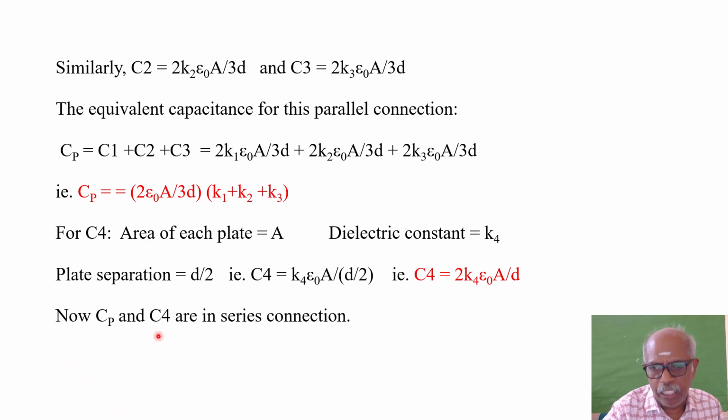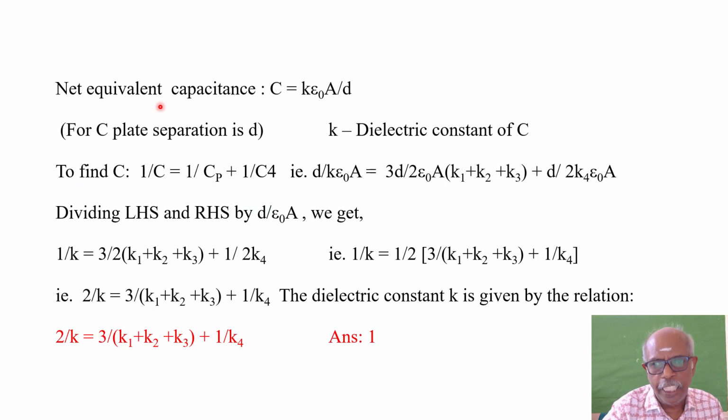Now Cp and C4 are in series connection. I already told you that this Cp and this C4 are in series connection. How to find the equivalent value? 1 by C is equal to, that is the capacitance of the whole capacitor, 1 by C is equal to 1 by Cp plus 1 by C4. Is it not? But for that net capacitance also, the standard formula is K into epsilon naught A divided by D. Is it not? But how to find that C? What is D? Plate separation D. Dielectric constant K for C. So how to find the C?